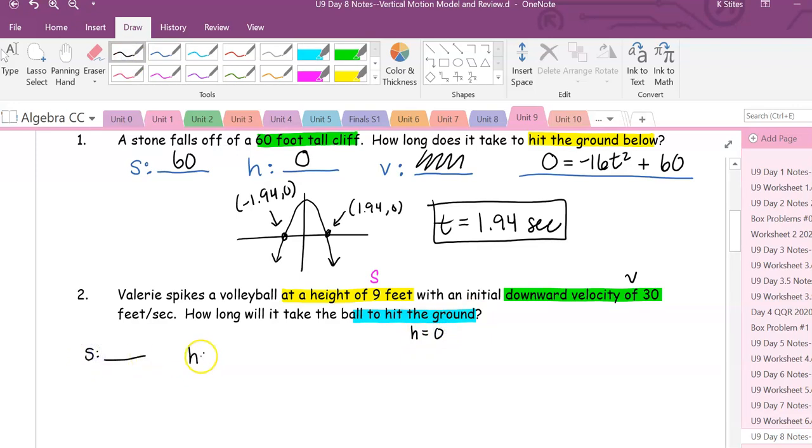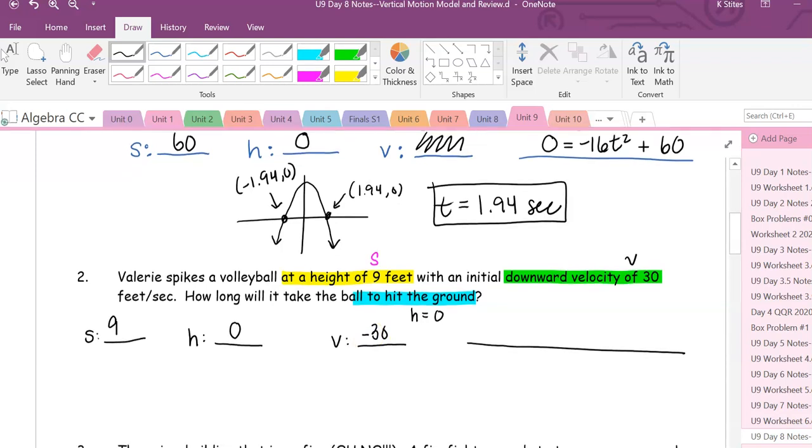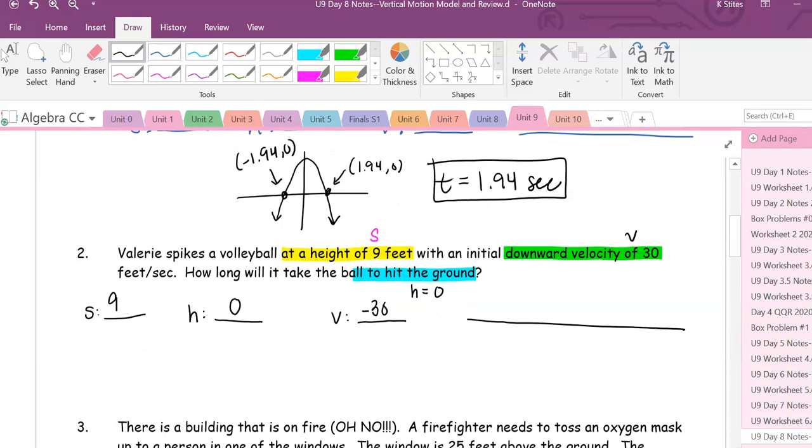Okay, and if you want, you can go ahead and you can do this. But again, if you want to skip it and just write your equation, that's okay too. Starting height is 9. Ending height is 0. Downward velocity, so 30, but it's a negative. All right, so remember your equation is h equals, okay? It's always h equals. So 0 equals, and then it's negative 16t squared. We do have velocity, so minus 30t, make sure there's a minus there, plus our starting height is 9. And then we're going to graph it.